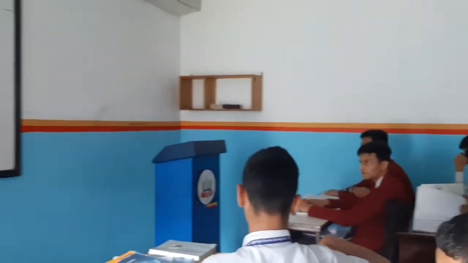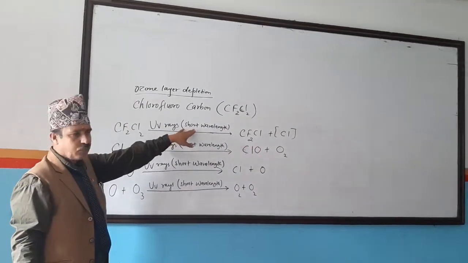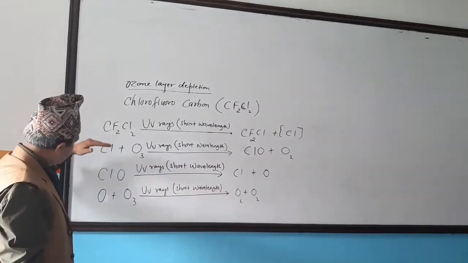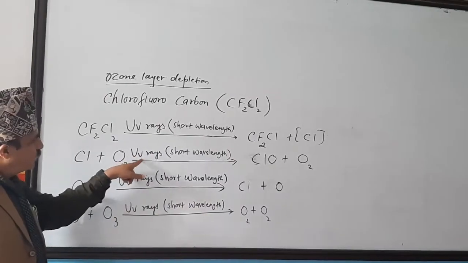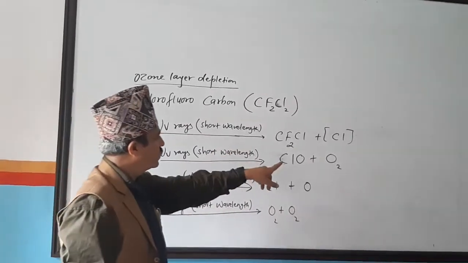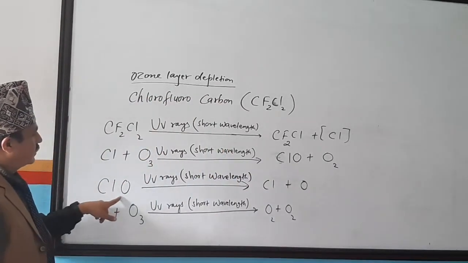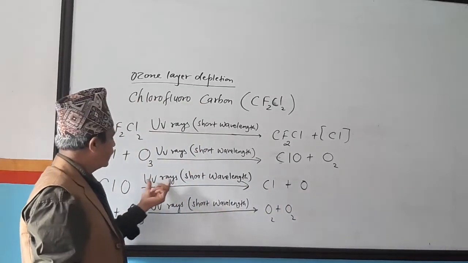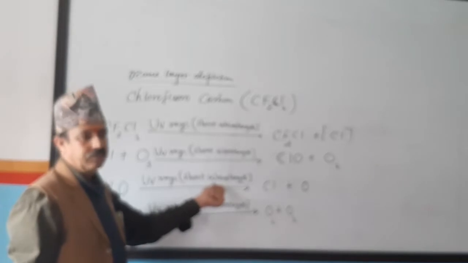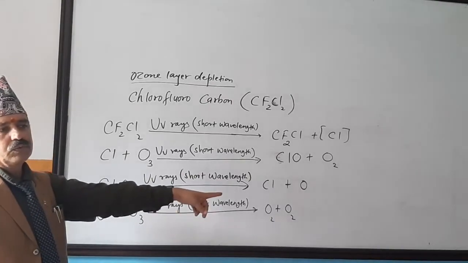Chlorofluorocarbon CF2Cl2 breaks down into CF2Cl and nascent chlorine in the presence of UV rays of short wavelength. Again, that nascent chlorine reacts with an ozone molecule in the presence of UV rays of short wavelength and forms chlorine oxide plus oxygen. Chlorine oxide breaks down into chlorine and oxygen in the presence of UV rays of short wavelength. This is very important. And O plus O3 gives O2 plus O2.